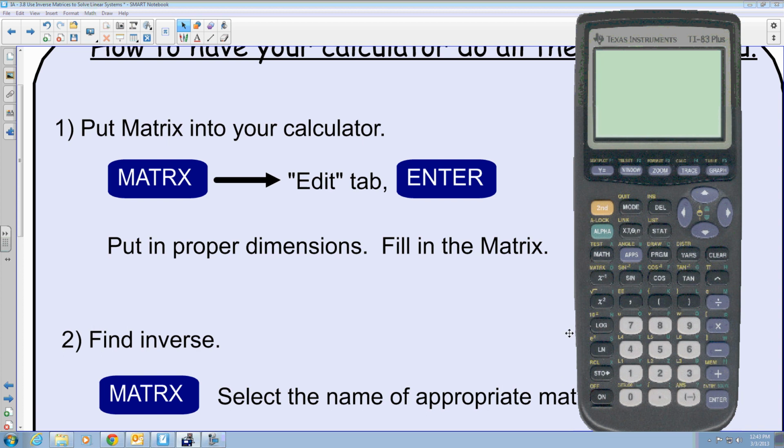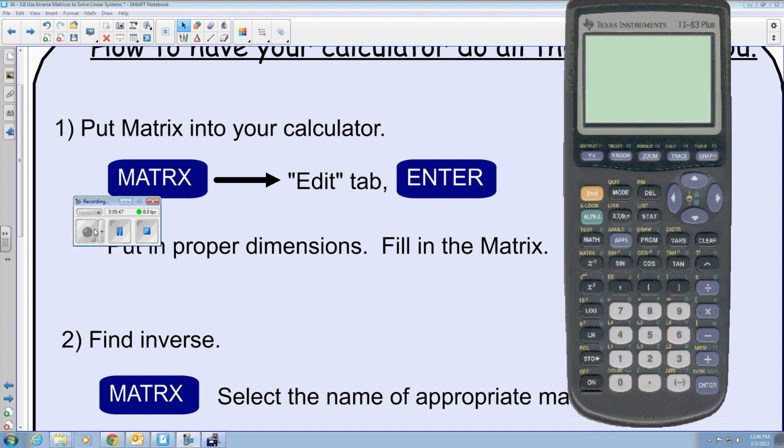And I want to put a matrix into the calculator. So I'm going to press matrix. And if you see right here, it's in the yellow spot. If you have a Texas Instruments graphing calculator like this, you're going to hit second, matrix. Let me see if I get this to work. All right, seems I got it working. So I'm going to hit second, and I'm going to hit matrix.